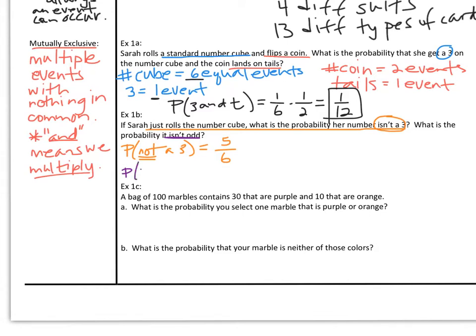So that means it could be a 2, 4, or a 6. How many numbers on a number cube are 2, 4, or 6? 3 of them. So 3 out of 6 means she has a 1/2 chance or a 50% chance that she would roll her number cube and have it not land on an odd number.